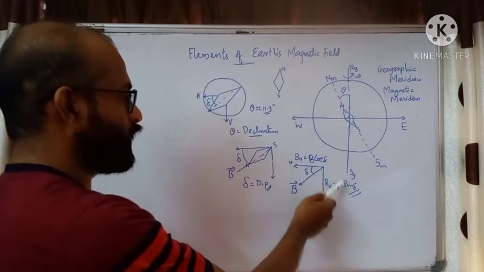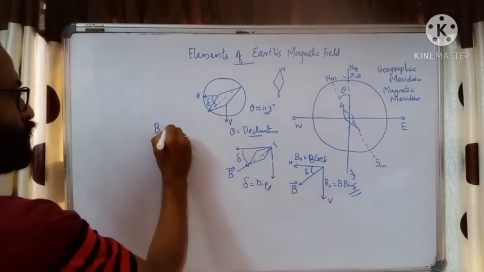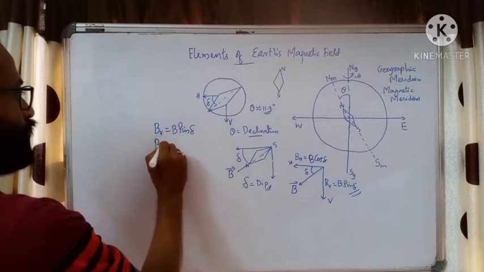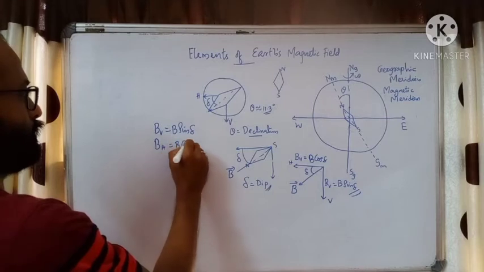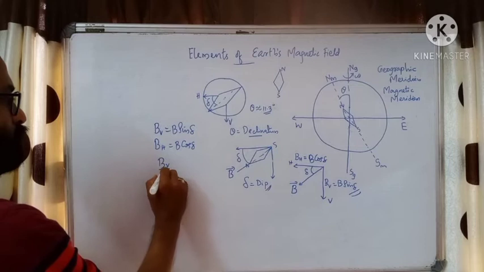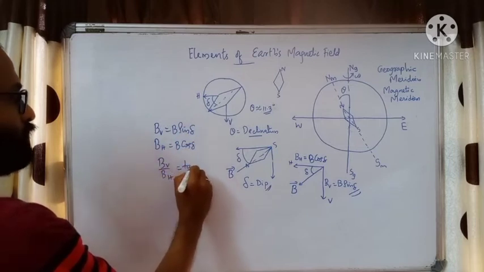Now we have a relation connecting these two. I'll write those equations. BV is equal to B sin delta. BH is equal to B cos delta. When we divide these two, we get BV by BH. It will be equal to sin by cos, which is tan delta.